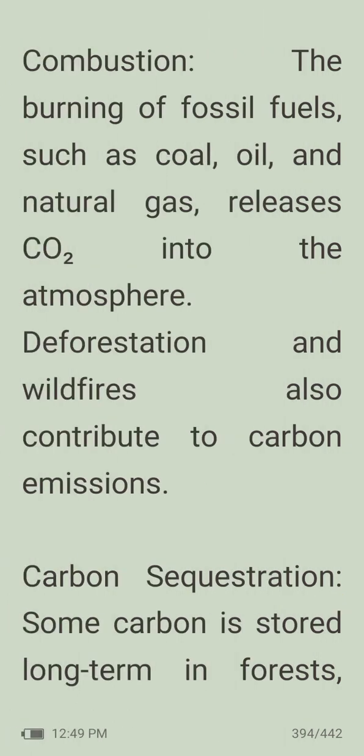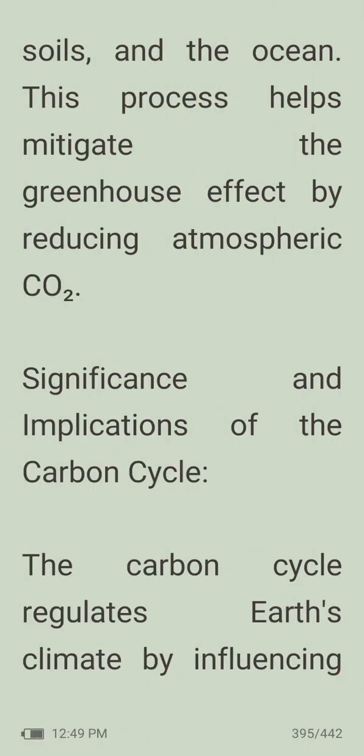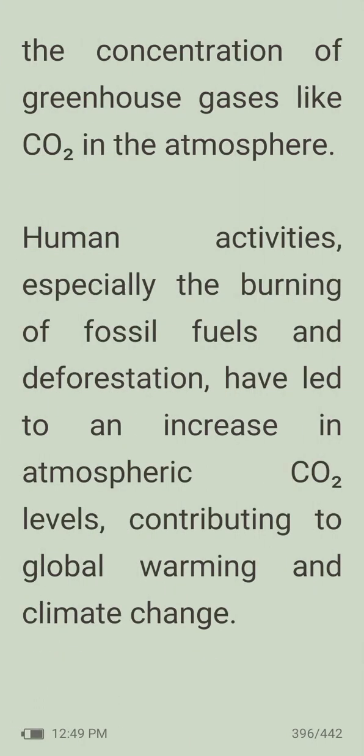Then combustion. The burning of fossil fuels such as coal, oil, and natural gas releases CO2 into the atmosphere. Then deforestation and wildfires also contribute to carbon emissions. Then carbon sequestration. Some carbon is stored long term in forests, soils, and the ocean. This process helps mitigate the greenhouse effect by reducing atmospheric CO2. And significance and implications of the carbon cycle. The carbon cycle regulates Earth's climate by influencing the concentration of greenhouse gases like CO2 in the atmosphere. And human activities, especially the burning of fossil fuels and deforestation, have led to an increase in atmospheric CO2 levels, contributing to global warming and climate change.